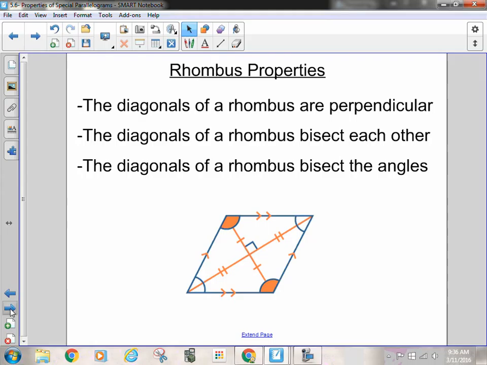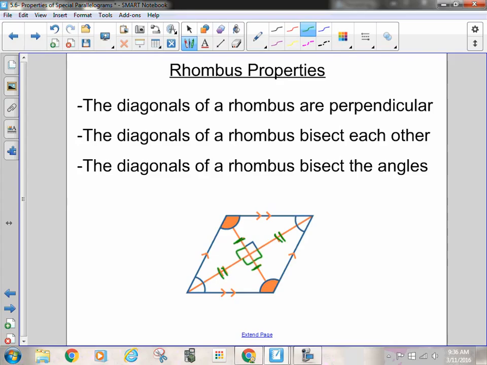The diagonals of a rhombus are perpendicular. So that means that these angles all in the middle are going to be 90 degrees. All of these are 90 degrees. The diagonals of a rhombus bisect each other. So you'll see it cuts it into two equal parts here and two equal parts here. Now the diagonals are not congruent to each other, but they bisect each other into two congruent parts.